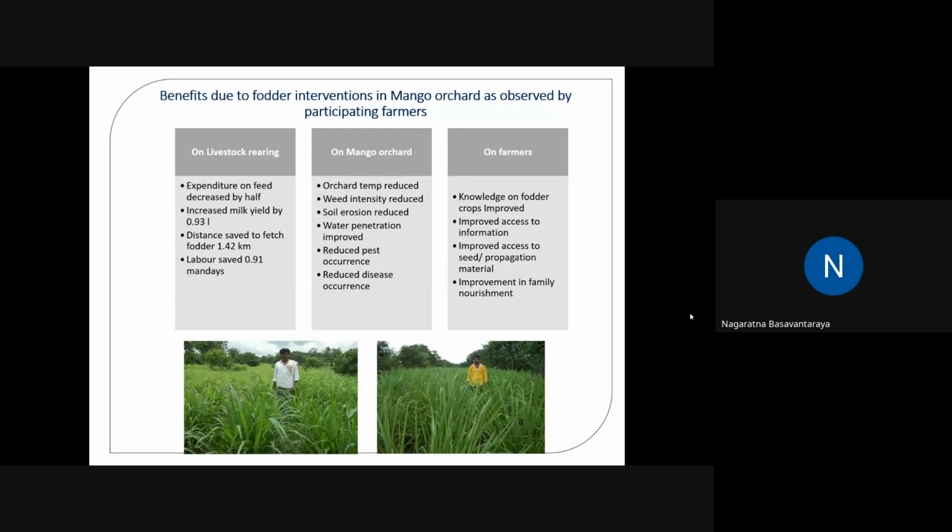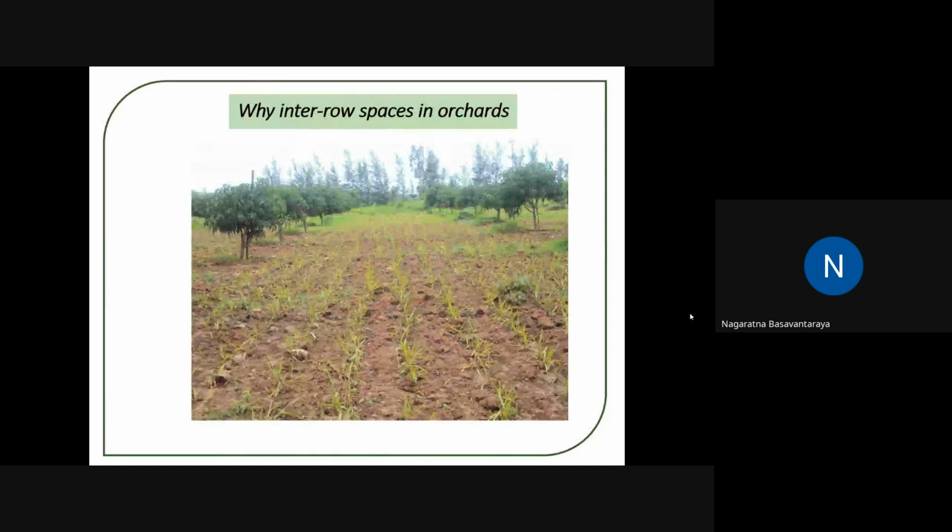Also, they had improved access to seeds and propagation material because they had partnered with our project. So we were giving them the seed as well as the planting material. And because of the enhancement of the milk availability, even the family nourishment got improved by the introduction of the horticulture technology in the farmers' field.